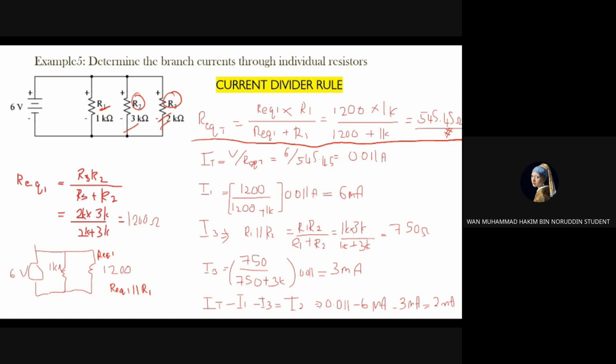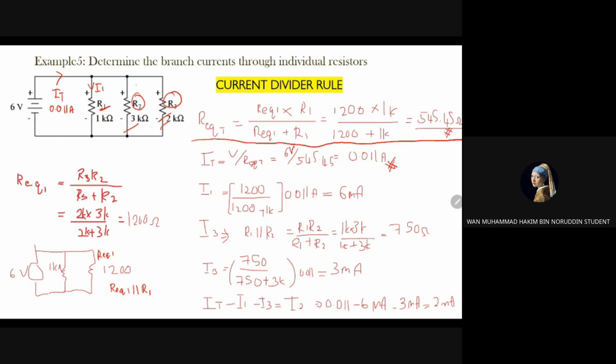So to get I total, I total is equal to V over R equivalent total. So you got 6 volt divided by 545.45 ohm, 0.011 ampere. So you got the same as the conventional method that we calculated before. Okay, how to get I1? I total equals 0.011 ampere.